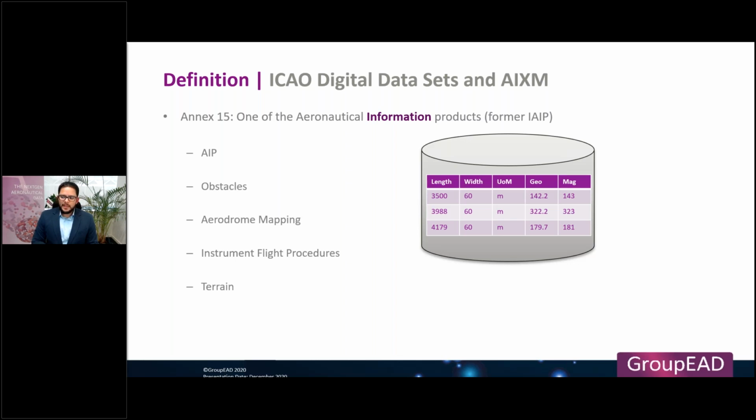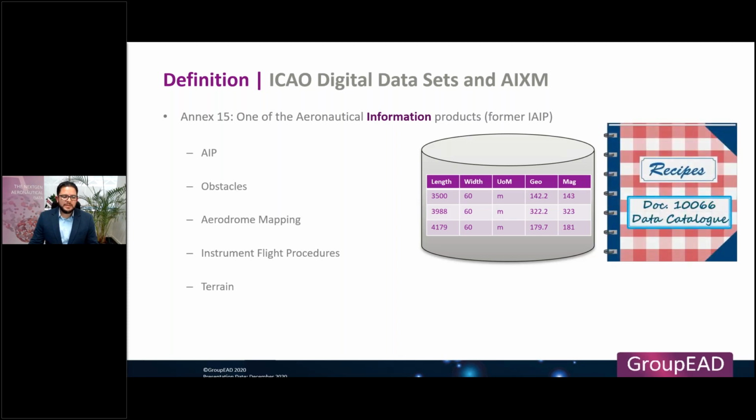If we think about the analogy of cooking again, then what we need in order to provide the digital data sets as per ICAO is actually the recipe. I need the recipe. And where can I find the recipe for the digital data sets? Well, in the Doc 10066 or PANS-AIM, and more specifically in the data catalog. The data catalog shows how these different items should be combined, because in your database you could have more data items than required for this specific recipe of creating a digital data set.